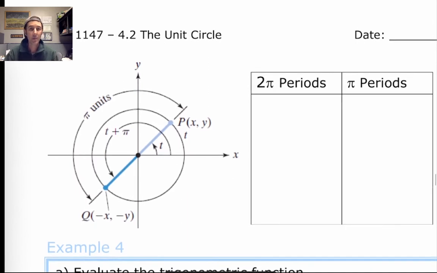Some of our functions have a period of 2 pi, and some of them have a period of pi. So let's fill in this little table here. The sine function and its reciprocal function, cosecant, cosine and its reciprocal function, secant, are all 2 pi periodic, or have a period of 2 pi. The tangent function and its reciprocal function, cotan, are pi periodic.